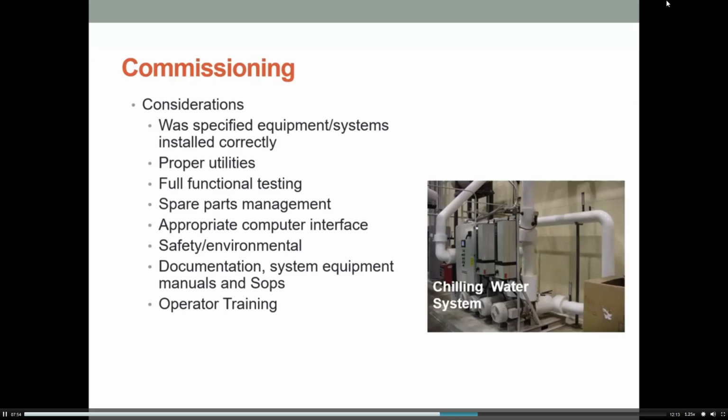Also, you'll be looking at operator training. So who's going to be operating this piece of equipment and what training will they need to do that? Your SAT, your site acceptance test, and your FAT, your factory acceptance test, will form part of this commissioning as well.